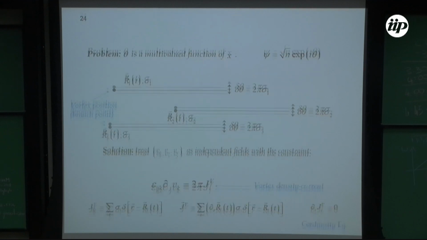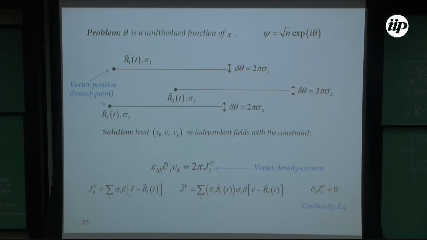Okay, so the problem with this, as you all know, is that it is very awkward to work with the phases, because each vortex is actually a branch point with a branch cut where there is a jump of the phase. When you have many vortices, you have many branch cuts, and you cannot do anything essentially. So Popov's idea is the following: let's treat these velocities as independent fields instead of this phase. What you have to pay is you have to constrain it by this constraint relating the vortex density current to the velocity field.